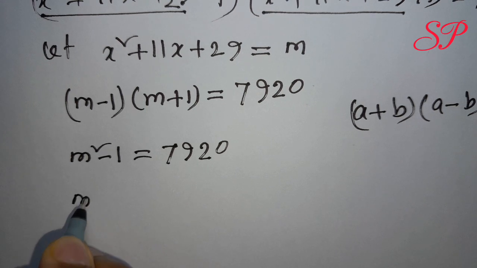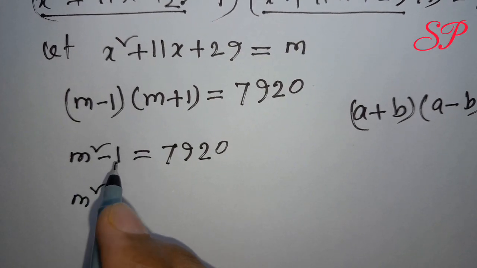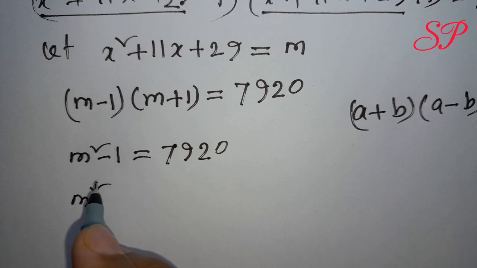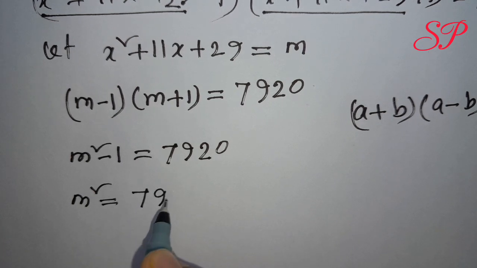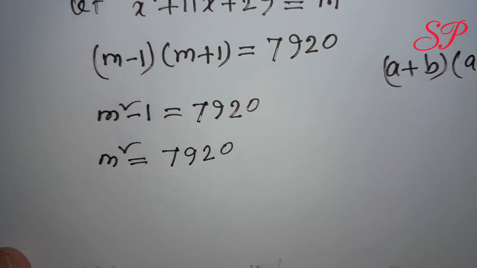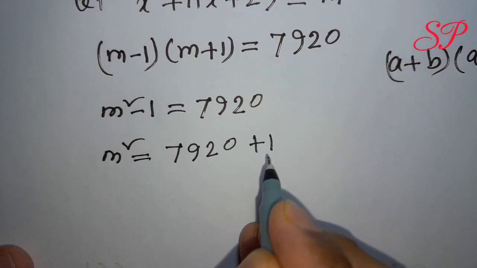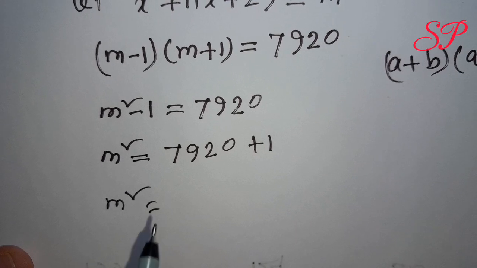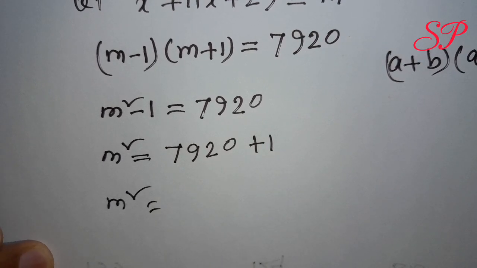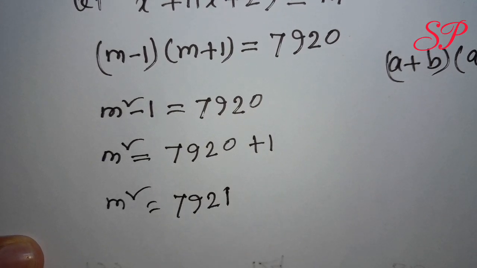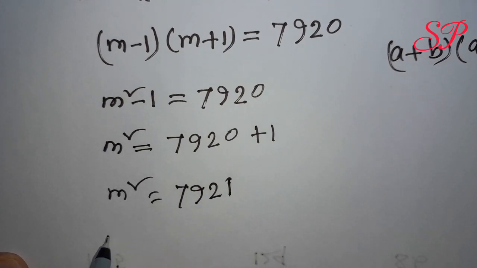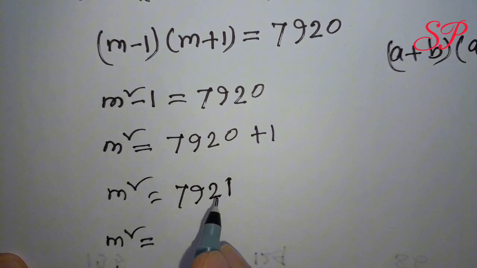So m square minus 1 is equal to 7920, and we transfer minus 1 from the left side to the right side, or add 1 to both sides. We can write 7920 plus 1 is equal to m square. m square is equal to 7921.